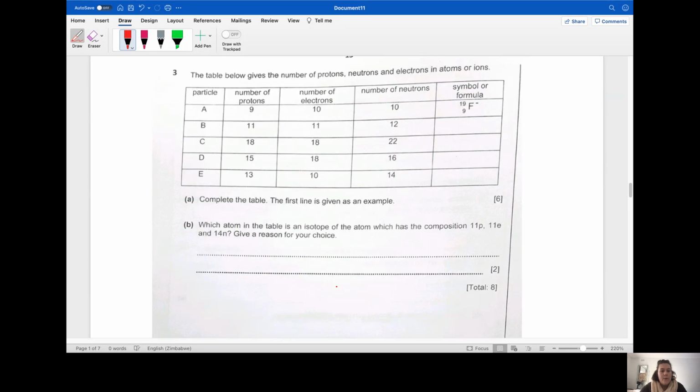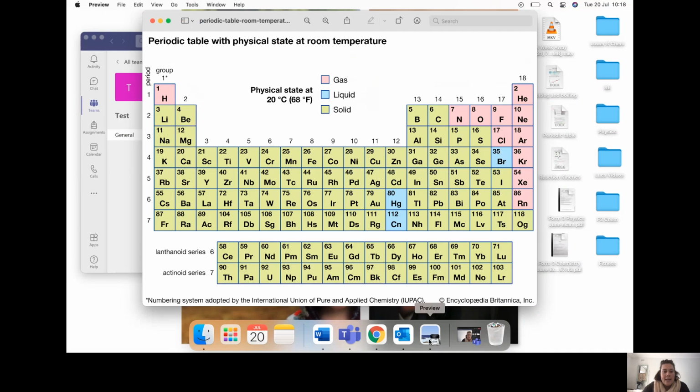All right, question 3. Okay, question 3 was testing, do you know how to use the periodic table? Okay, and do you know what it means if my electrons are different from my protons? So you had to look at your protons. So let's look at B. It has 11 protons. You go to your periodic table. What has 11 protons? If you look here, sodium.